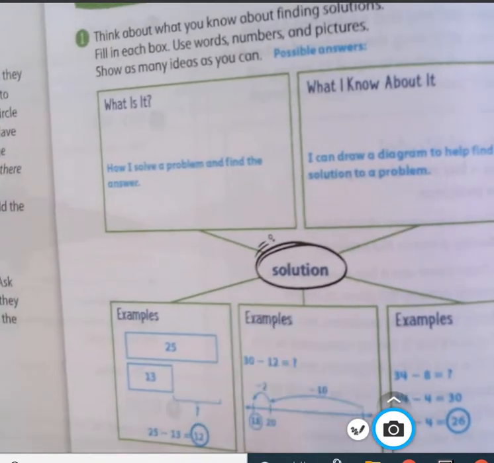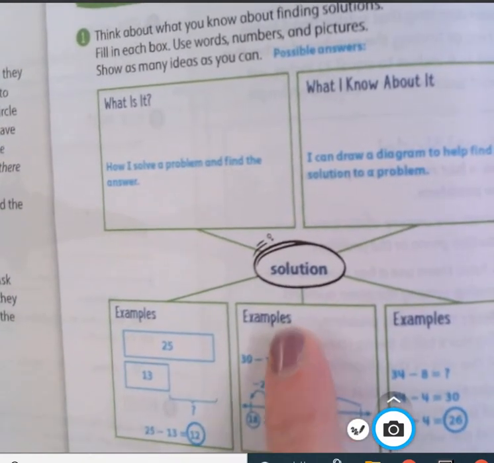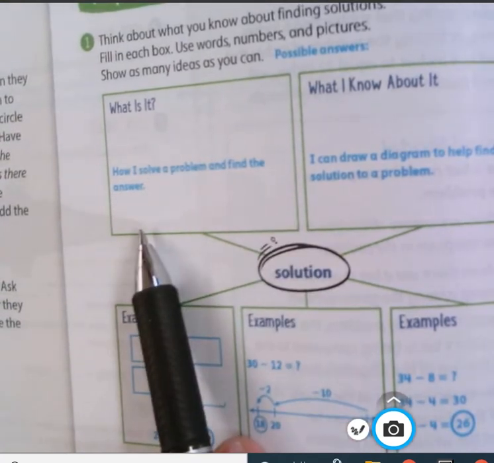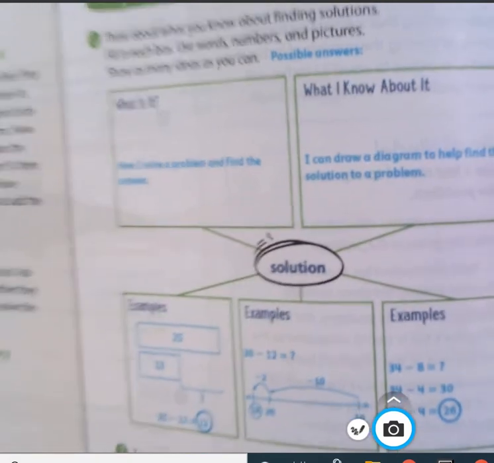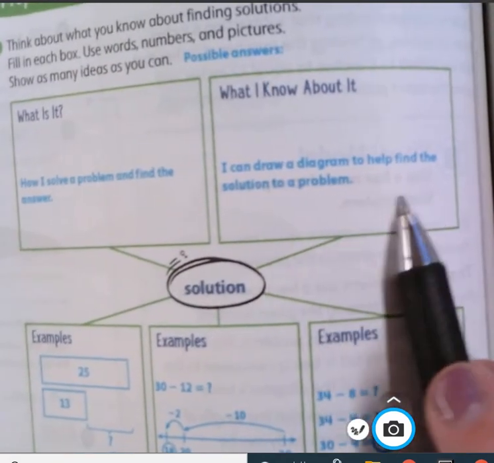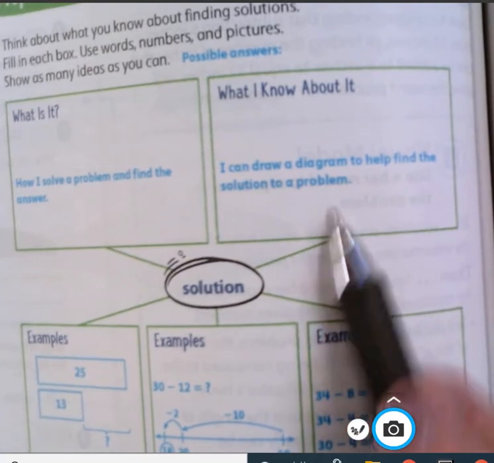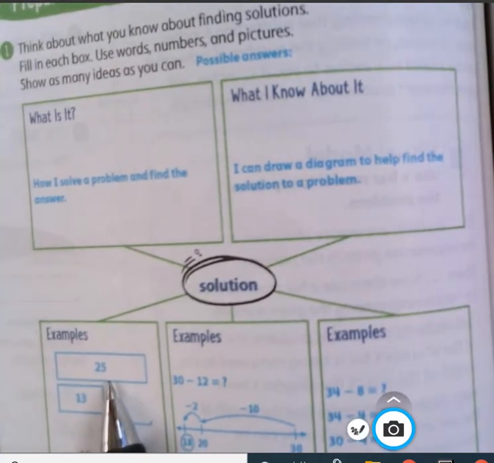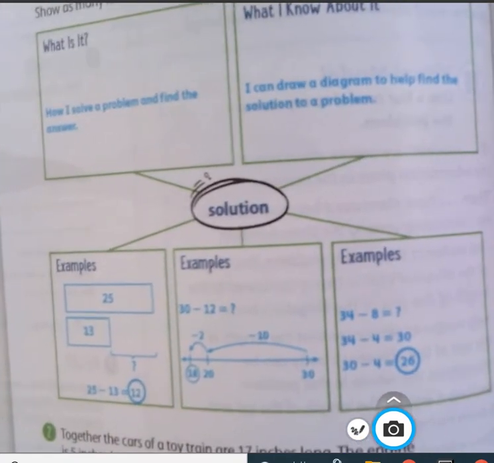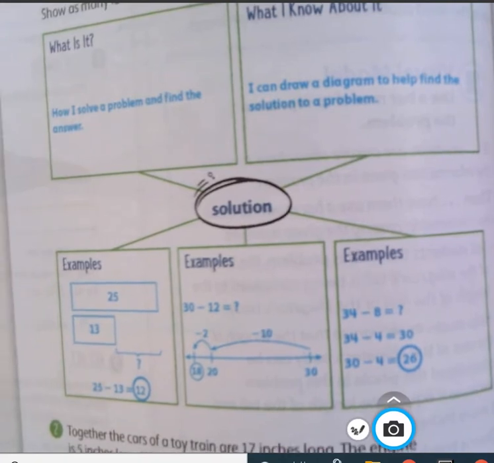Okay, so we're talking about solutions here. And it says, how I solve a problem and find the answer. That's an explanation for that. What I know about it, I can draw a diagram to help find the solution to a problem. Examples. We already did all of this at the beginning of the year, didn't we? These are different ways that you can add double digit or subtract double digits.